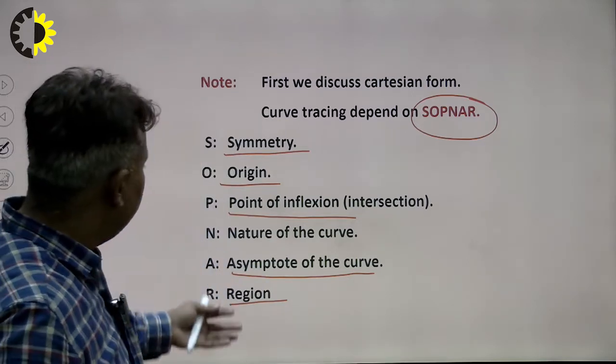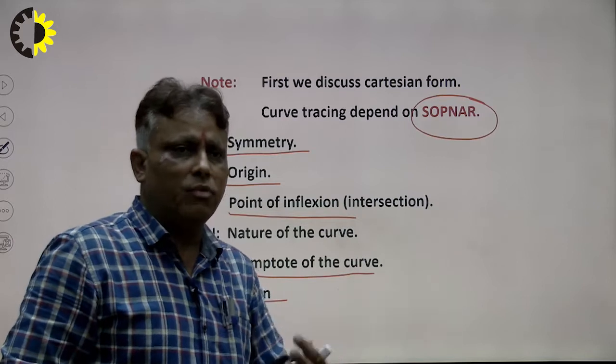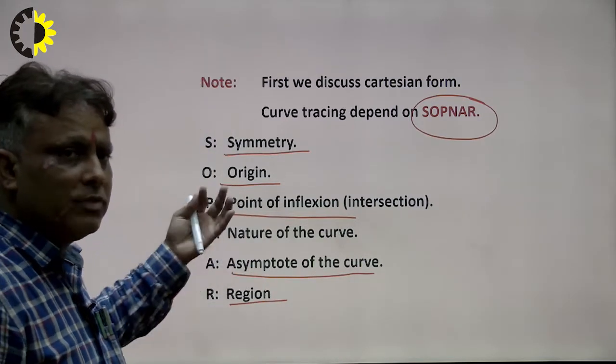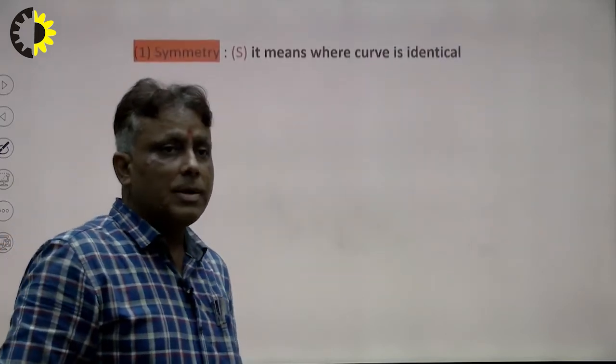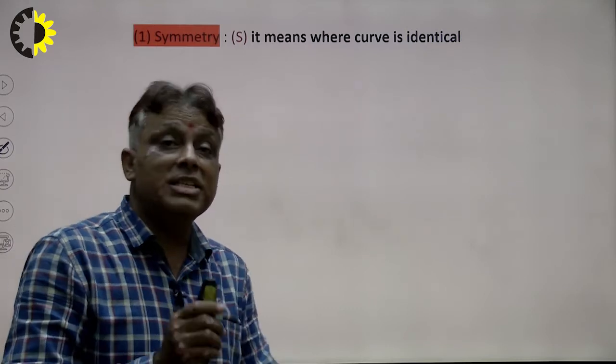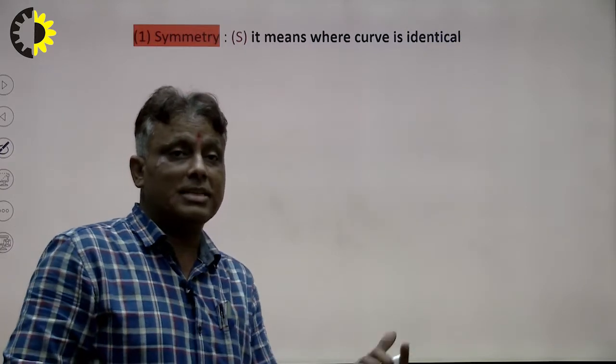These points may come first, second, third, or fourth; they may be in any place. A student can get any one of them before. Next, suppose first is symmetry. What is symmetry? It means where the curve is identical. Suppose the x axis is above the y axis.